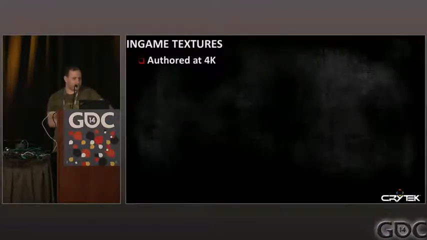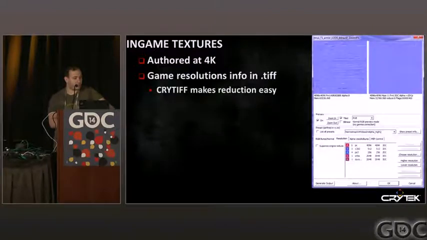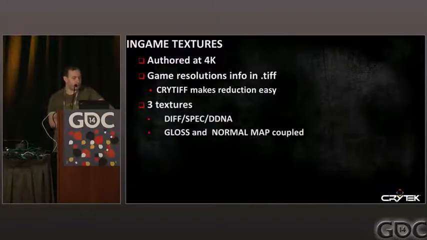So our final game asset texture budgets usually contain 4 main textures, authored at 4K again, to keep the quality as high as possible. And then we reduce it using our own Creative plugin. Basically, the information is embedded in the TIFF file. And we are coupling also our normal map and roughness, which is the gloss, to reduce specular aliasing at the end. So you end up with 3 textures, the diffuse, the spec, and the DDNA.